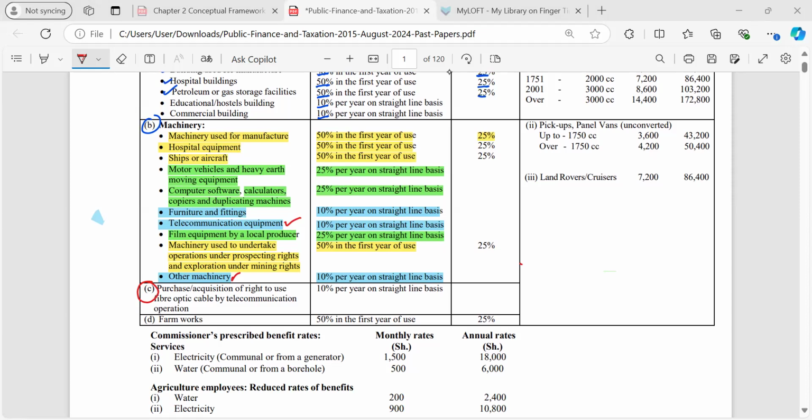Okay, let us go to C. C, we are talking about purchase or acquisition of right to use fiber optics by telecommunication operators. Today we have fiber optics being used, maybe in your estate you see a lot of connections, fiber optics. I don't know, maybe somebody can tell us how the companies get the rights. Some of you may be working for those companies. Where do the companies get the rights from?